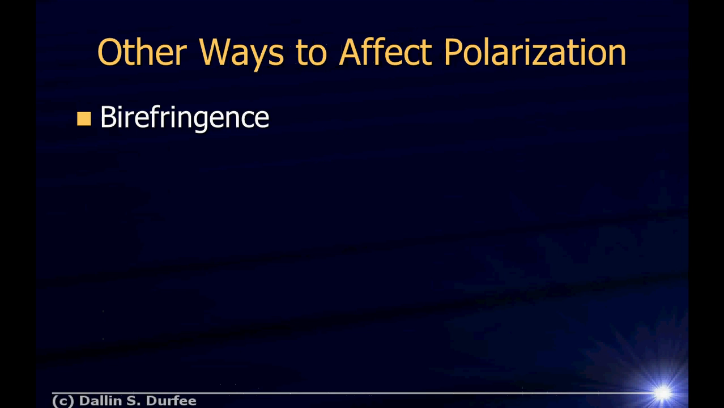There are also other ways to affect polarization. There's a property called birefringence. Some crystals have a different index of refraction depending on which way the light is polarized. Some crystals have a structure in them that's not the same in different directions. You can get, for example, quartz or calcite, which is a really good one, where one polarization experiences one index of refraction and another polarization experiences a different index of refraction. So birefringence is another way to affect polarization.